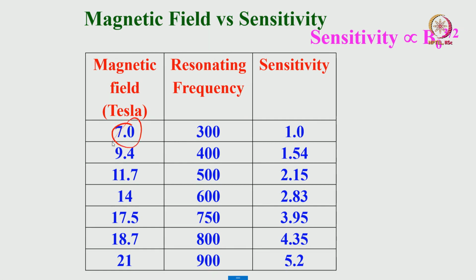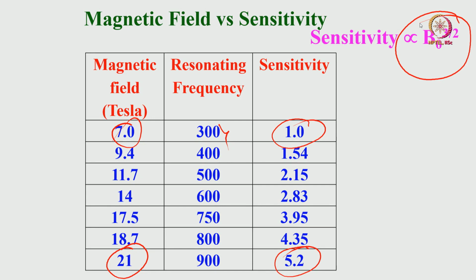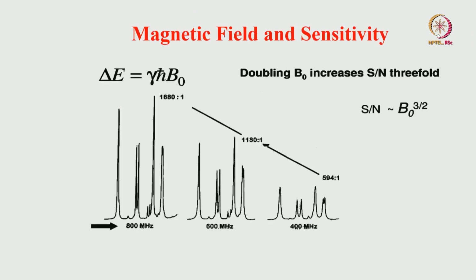At 7 Tesla, the resonating frequency is 300, and let us consider sensitivity as 1 for my reference in this calculation. If I go to a magnetic field 3 times larger, sensitivity is 5.2 times more, because the sensitivity goes by B naught to the power of 3 by 2. So if I change the magnetic field, the magnetic field to the power of 3 by 2 is the enhancement in the sensitivity. That is one thing I have to understand: the sensitivity of the detection depends upon the strength of the magnetic field.